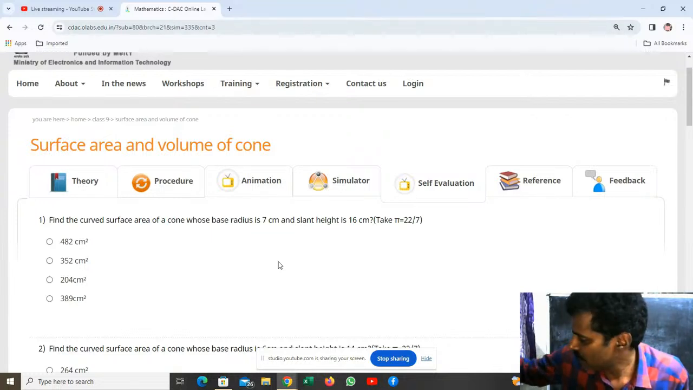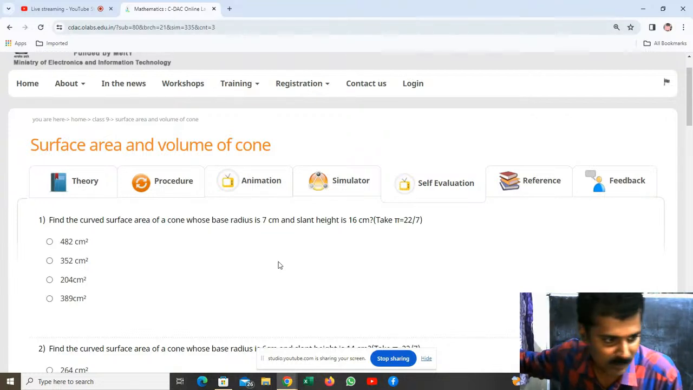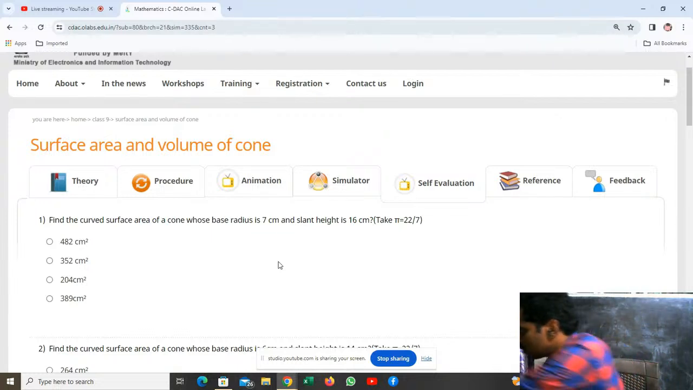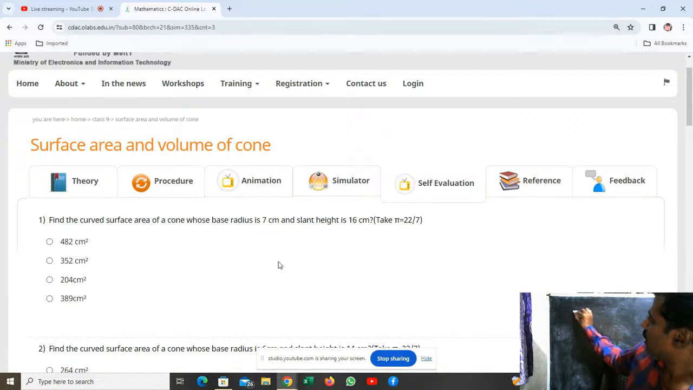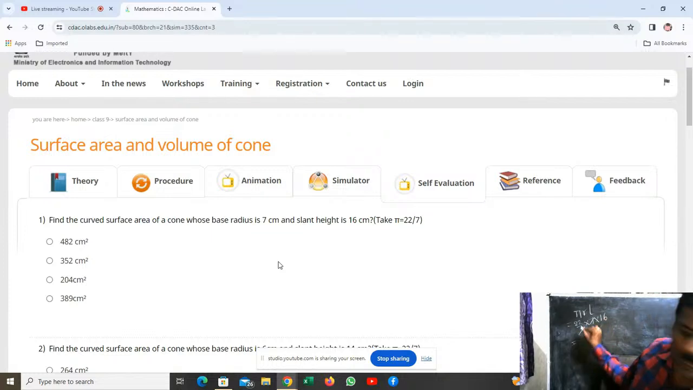That is very simple and very clear. The first one is given very clearly. Your answer is pi r l. So pi r l is 22 by 7 times radius, which is 7, and slant height is 16. So 7 gets cancelled. 22 into 16: 16 twos are 32, carry 3, 352 centimeters square.